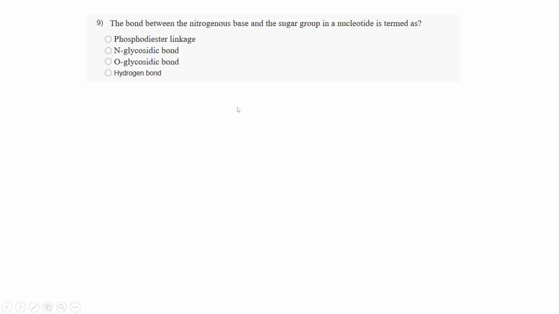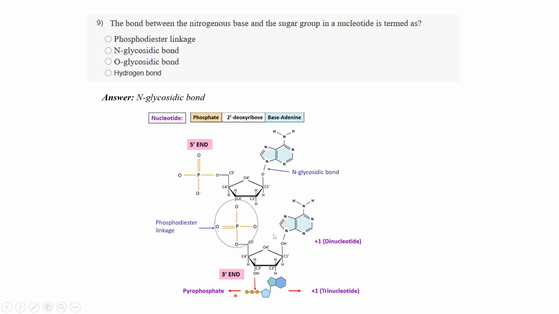It is between the phosphate and the sugar group. If the bond is between the phosphate group and the sugar group, that is called phosphodiester linkage. The phosphate of the incoming nucleotide and the deoxyribose sugar at the 5 prime position, that is called phosphodiester linkage. Over here, it is an N-glycosidic bond, at the C1 position, between the adenine, the base, and the deoxyribose sugar.